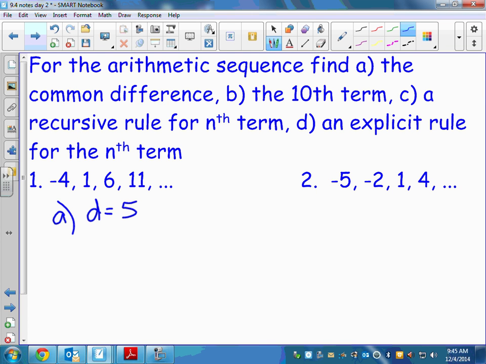Might want to be on the right page. I'm going to skip part B for now because I'm going to wait till I have my formula. Could we just keep adding 5 till we get to the 10th term? Yes. But part C and part D, we have to write a formula. So I'm going to leave a space for part B, and I'm going to come back.